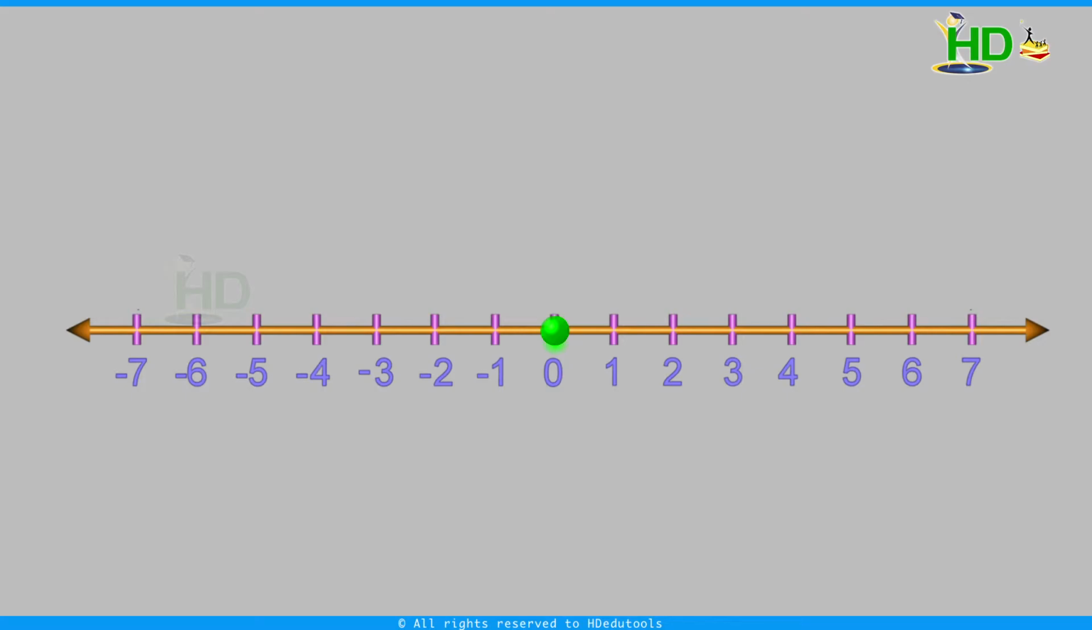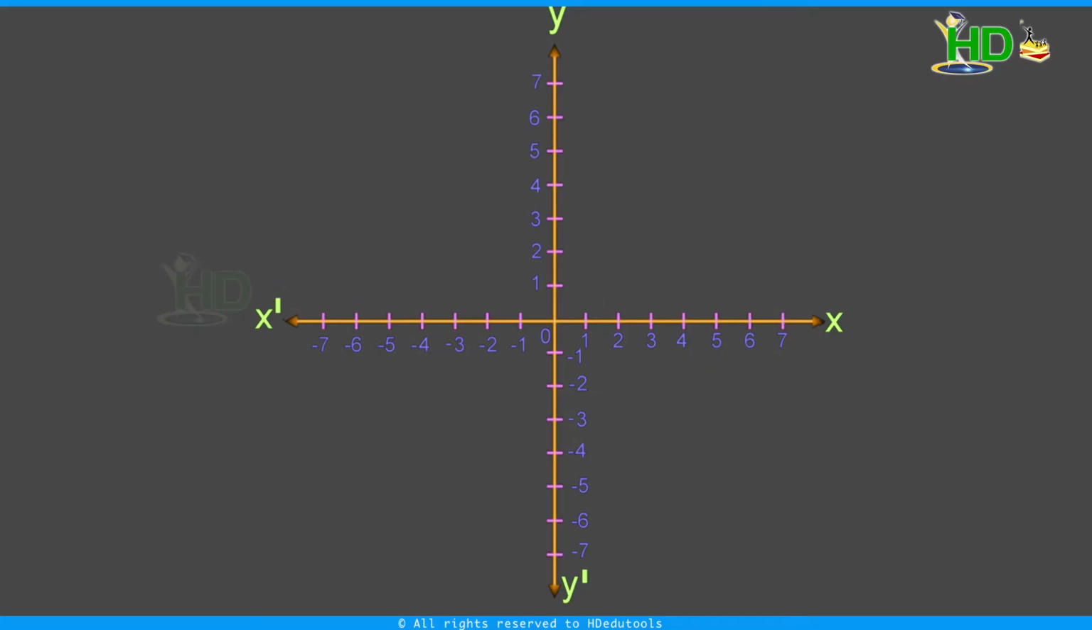Already we know the number line, which we use to represent numbers by marking points on the line at equal distances. Now this is the number line related to integers. Now this is 0. Right of this we have positive integers. Left of this we have negative integers. Now this point is known as the origin. Now we consider two number lines perpendicular to each other. Now this is one number line and this is another number line. This is the origin for one number line and this is the origin for another number line.